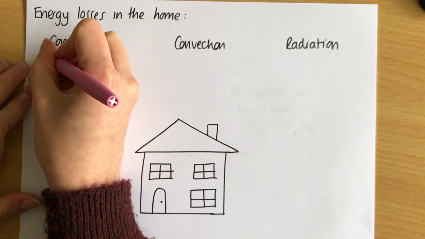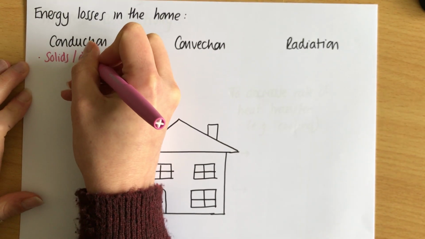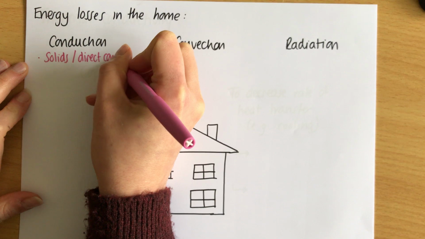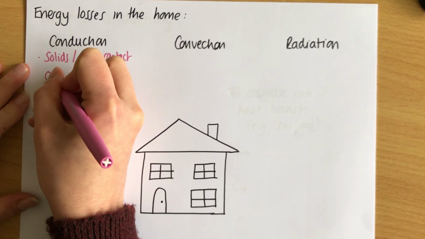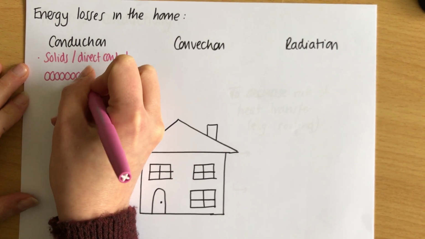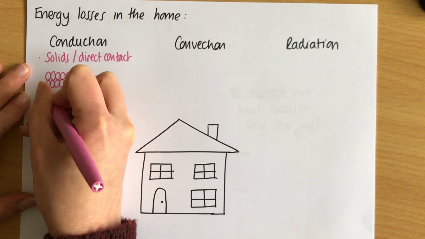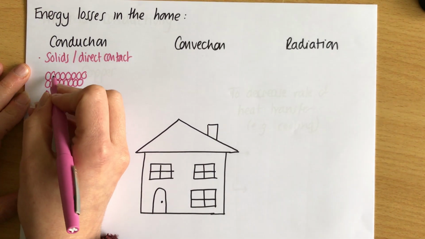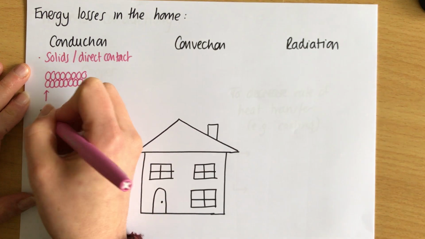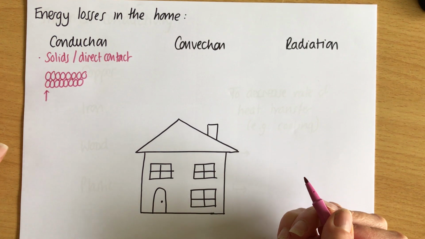Conduction happens in solids, and it's often said through direct contact. So things have to be touching for conduction to happen. And conduction is when you have, for example, the particles in a solid that are arranged like this. They're in nice regular rows. If you heat up one end of the solid, these particles will start to vibrate and jiggle around more, and they'll pass those vibrations along the solid. So it will transfer the energy along the solid, but generally happens in solids with direct contact.